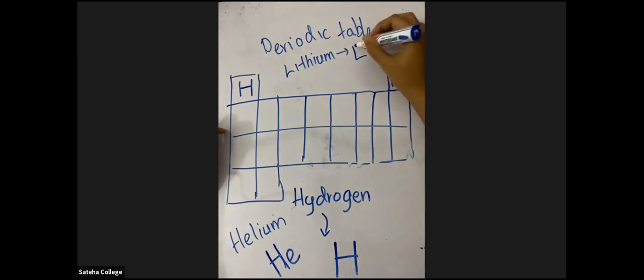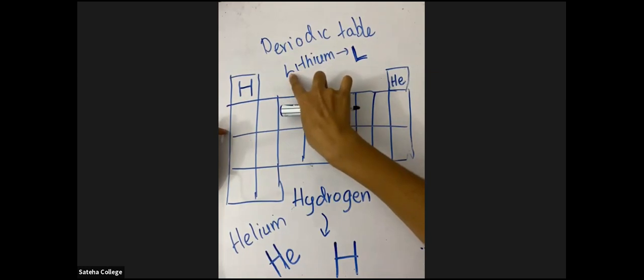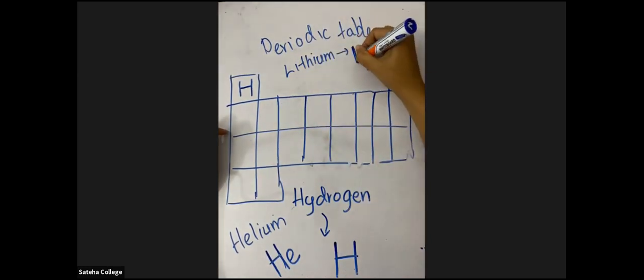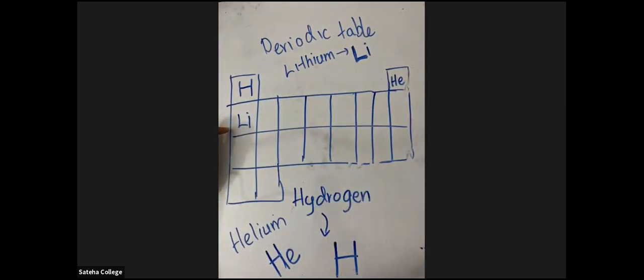L. Always the first letter you should write with a capital L. So for lithium, they use both the first and the second letters. The first letter should be capital, the second letter should be simple. So lithium, Li.